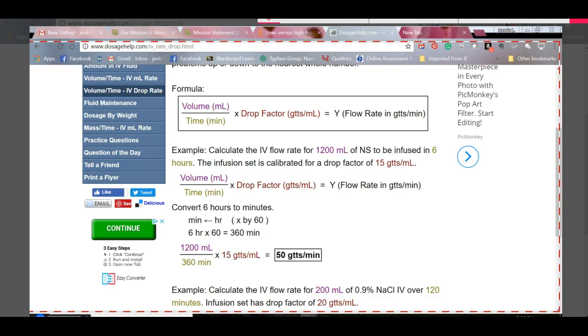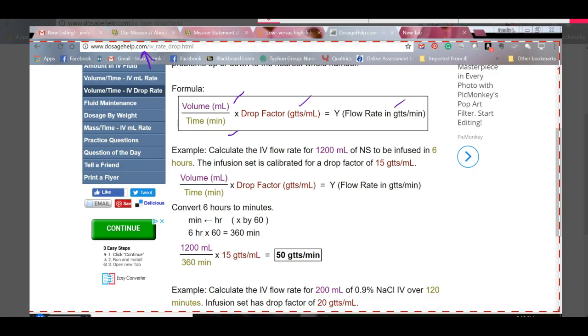All right, so right here's your formula, and if you need some help, you can go to this website here, thedosagehelp.com. There's a lot of different calculations that will help you. If you work through this and try to input different numbers to play around with it so you can practice, then you will understand it and be able to connect with it. So we have volume over time times your drop factor equals your flow rate.